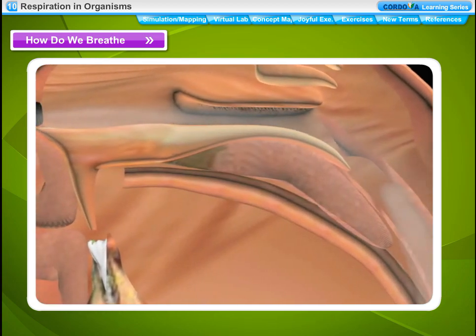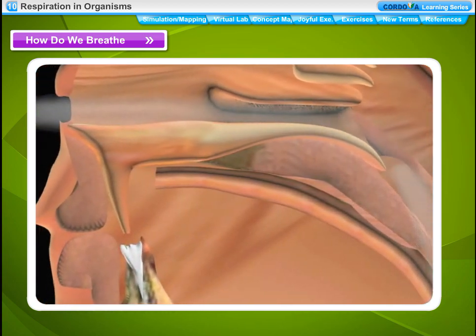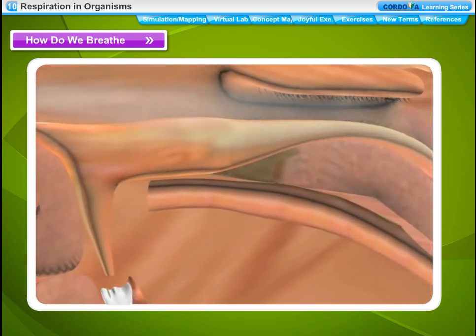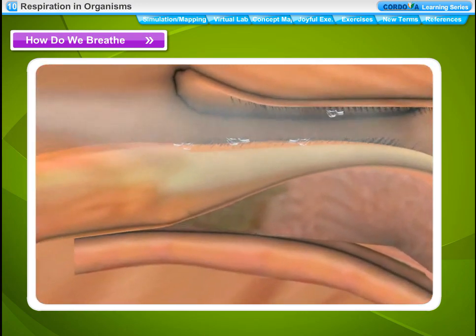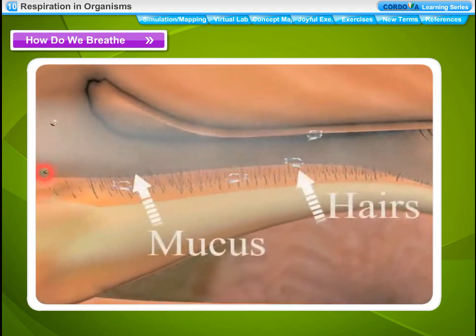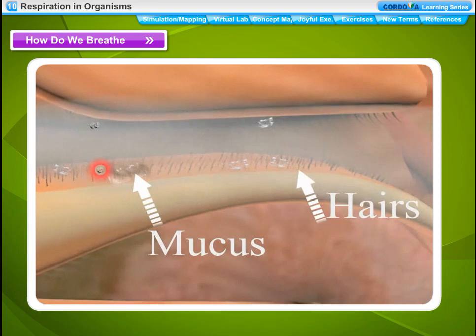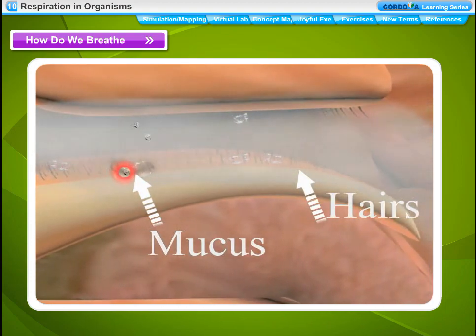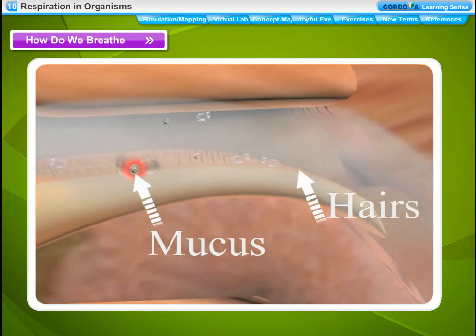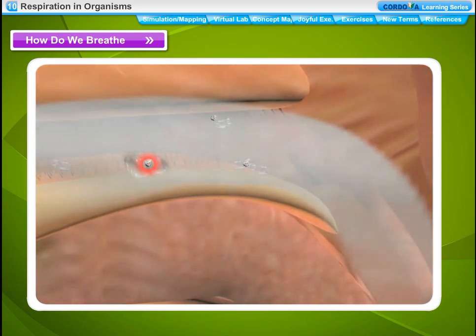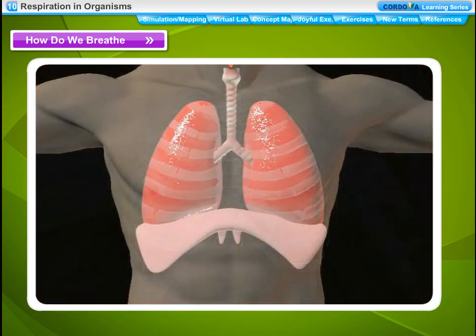It also gets moistened by the mucus secreted by the membrane lining of the nasal cavity. Dust and other particles present in air get trapped by the mucus and hair present in the nasal cavity. From the nasal cavity, the clean, moist and warm air passes into the trachea or windpipe.